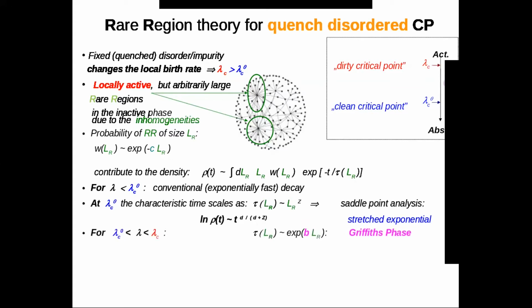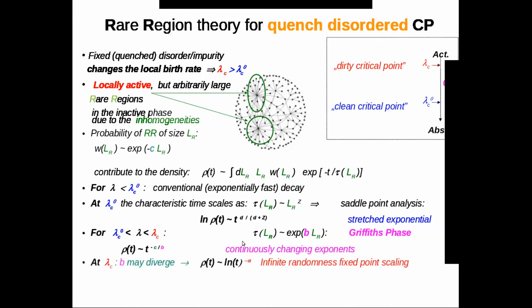If you go a bit further into the active phase, tau, the lifetime, will be an exponential of the size of the system. And if you plug this tau into the convolution integral, rho will decay with a power law with continuously changing exponents. Here you see the exponent is a function of C and B.